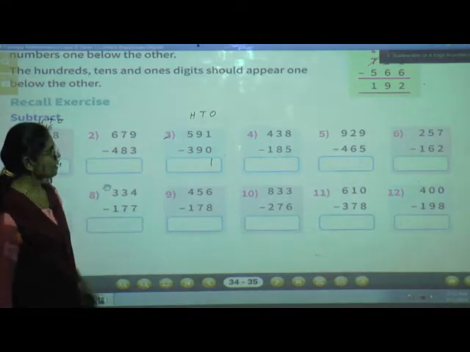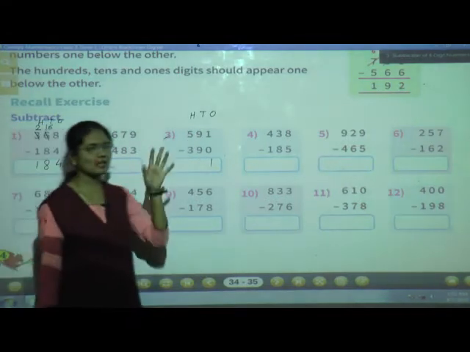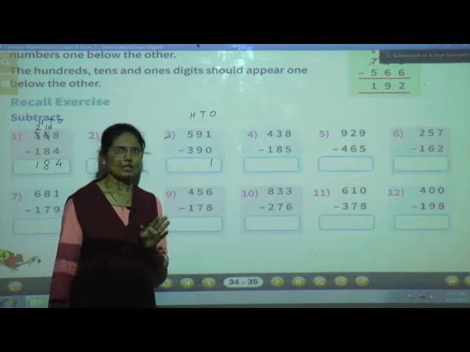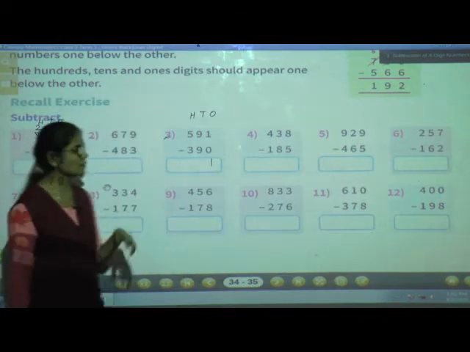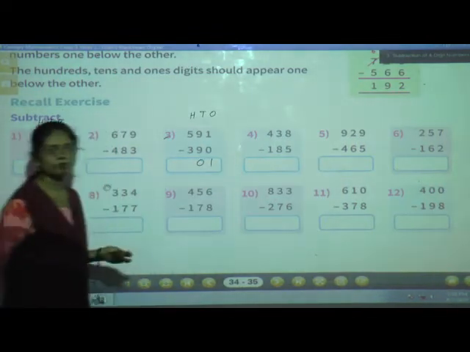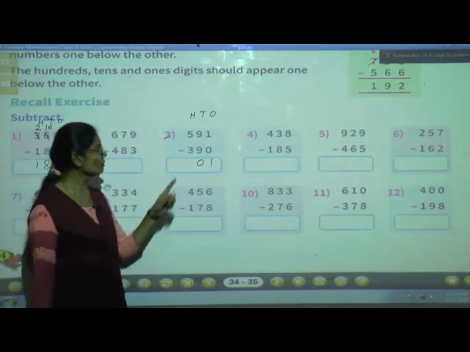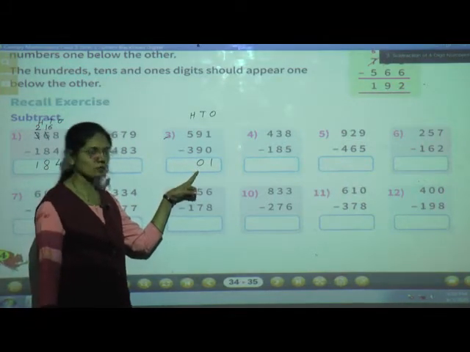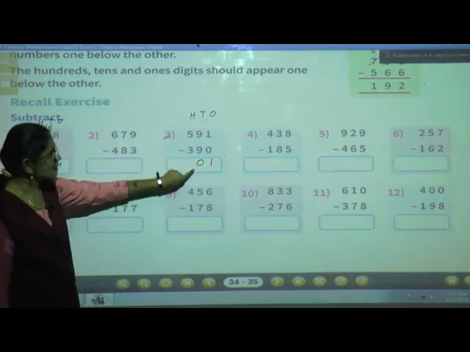See the tens place now. Here 9 is there, here also 9 is there. Now show your 9 fingers. Okay, from that 9 fingers subtract or cut all the 9 fingers. So 9 minus 9, 0. If we subtract any number from that number itself, then we will get the answer 0. This is one of the properties. Okay, so 9 minus 9, 0.